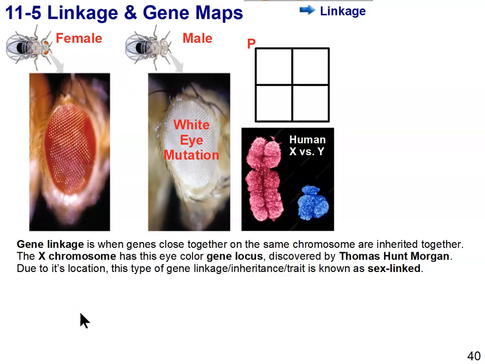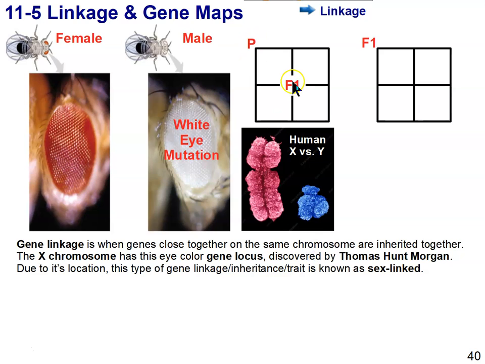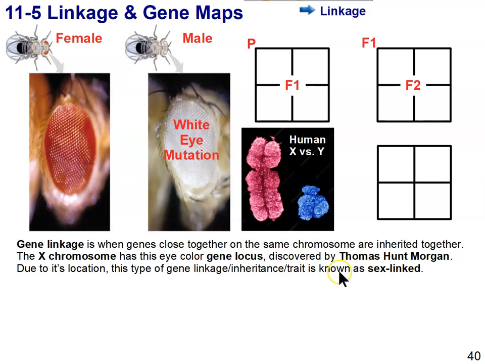So let's take a look at a Punnett square, and what Thomas Hunt Morgan did when he discovered this mutation was go ahead and repeat Mendel's experimentation. If you'll recall, one of the other important things that Morgan discovered is that the principles that were discovered by Gregor Mendel apply to all living things, not just pea plants. So we're going to go from the parental generation to the F1 and from the F1 to the F2, and then we're going to take a look at how you can end up with a white-eyed female, because it is possible.